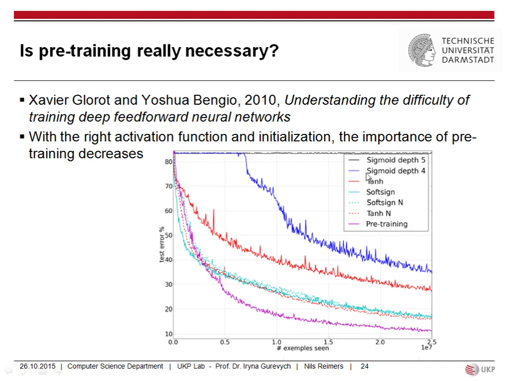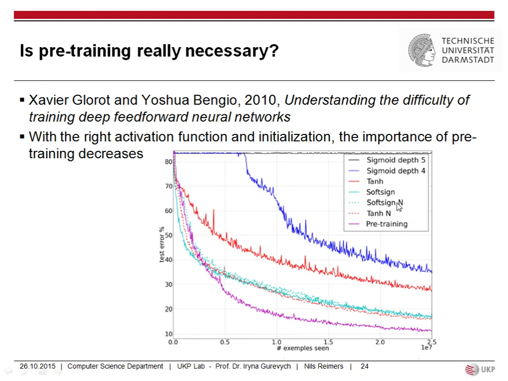When you use the sigmoid function with depth 4, you have a really high error rate, and then it starts slowly to decrease. When you just change the activation function to the tangent function, and not change anything else, you get a lot lower error rate. Then he also did the soft sign function, which is similar to the tangent function, but a bit easier to compute. I would say it's not really common.